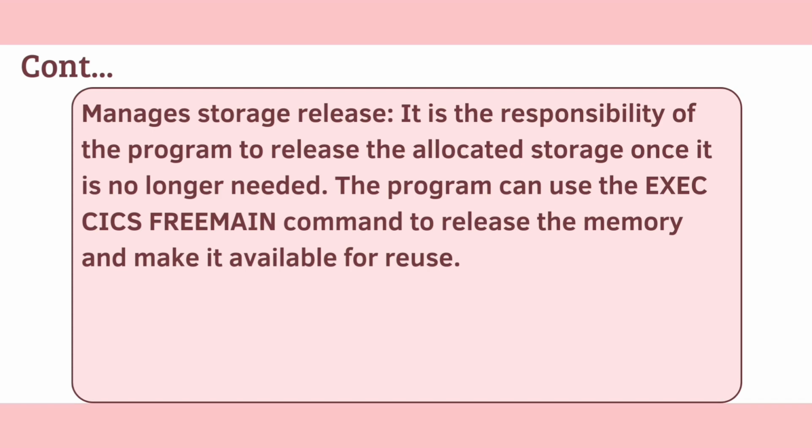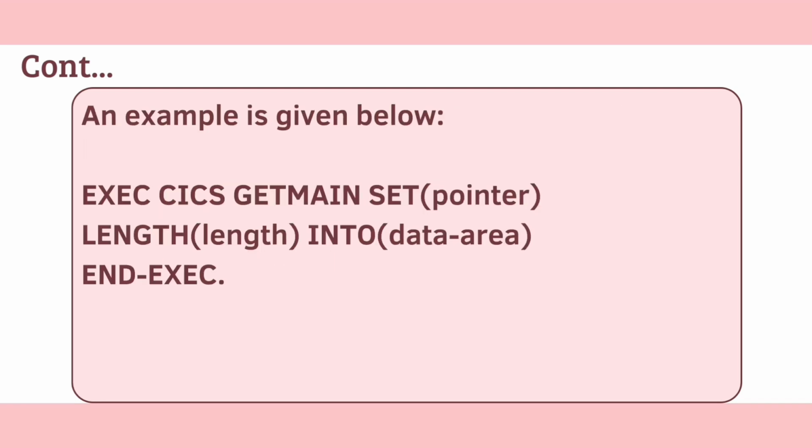The EXEC CICS GETMAIN command is commonly used when a program needs to dynamically allocate memory during its execution. This can be useful for managing variable sized data structures, creating temporary work areas, or dynamically managing data buffers. Here I have given an example. Please go through it.